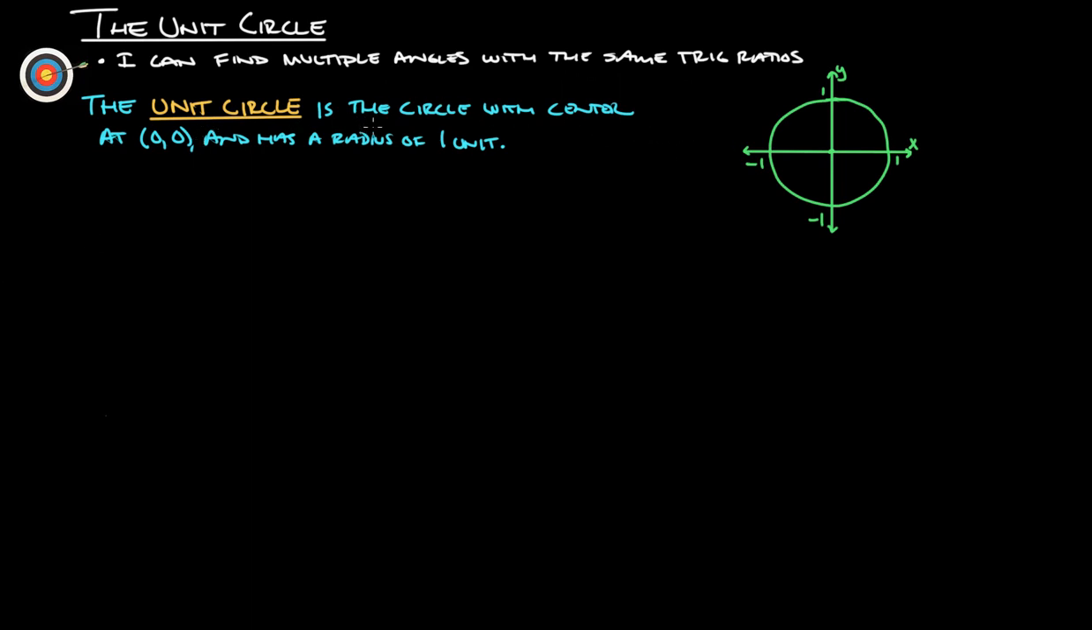A unit circle is simply a circle with a center at 0, 0 here. So the center here is 0, 0, and it has a radius of 1 unit. So from here to here is 1, here to here is 1. Anywhere along this circle, this distance is going to be 1. Okay? Radius is 1.